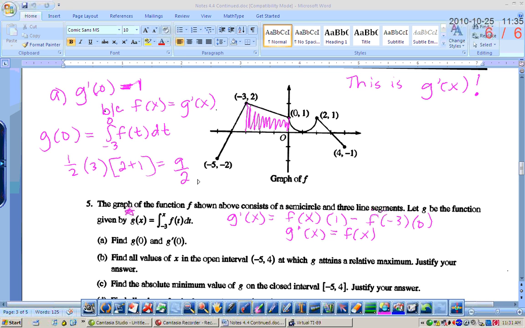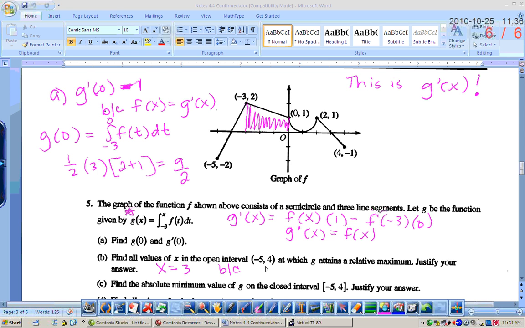Find all the values of x in the open interval between -5 and 4 at which g attains a relative maximum. Justify your answer. We're looking for where g has a relative max. Well, what's that the graph of? G prime. Okay, so think back to last chapter. G will have a max where G prime is changing from positive to negative. So where does that occur? Good. At x equals 3.